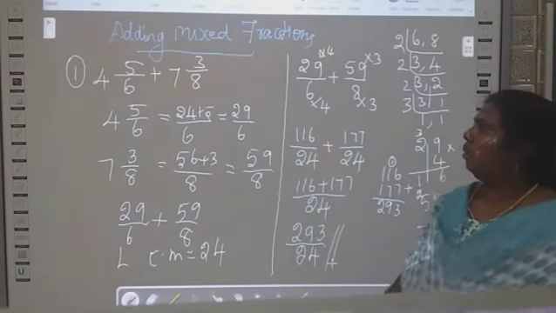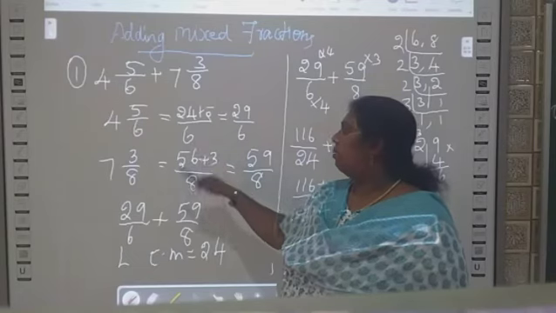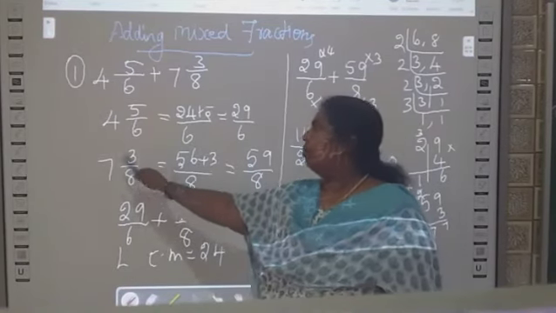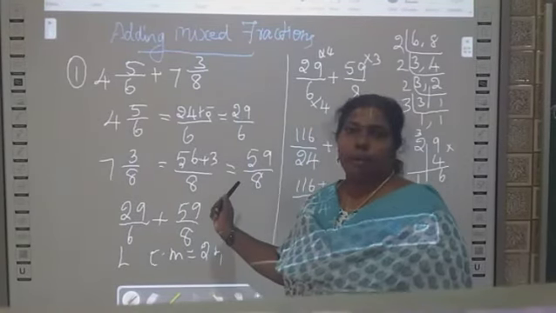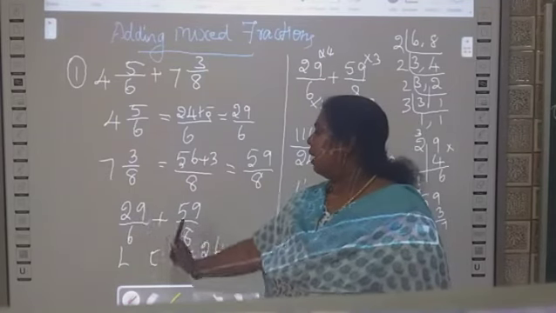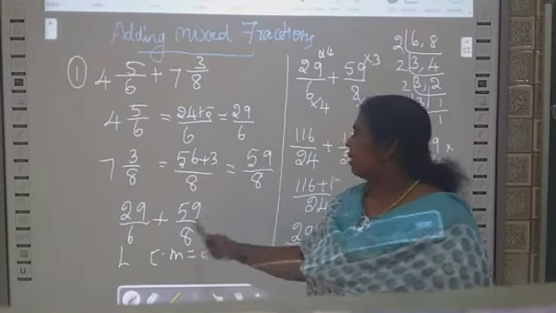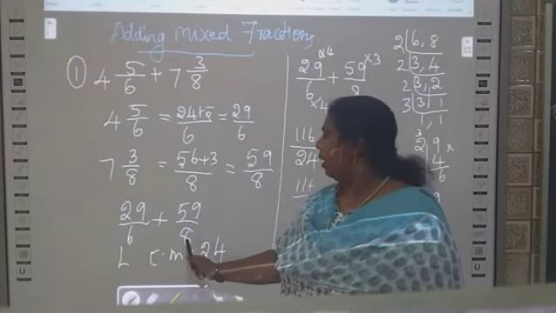Okay, so we have to convert it to a mixed fraction. First, what we have to do? Convert the mixed fraction into an improper fraction. After that, the second one also make into an improper fraction. So next, you have to add these two fractions. We are getting 29 by 6 plus 59 by 8.